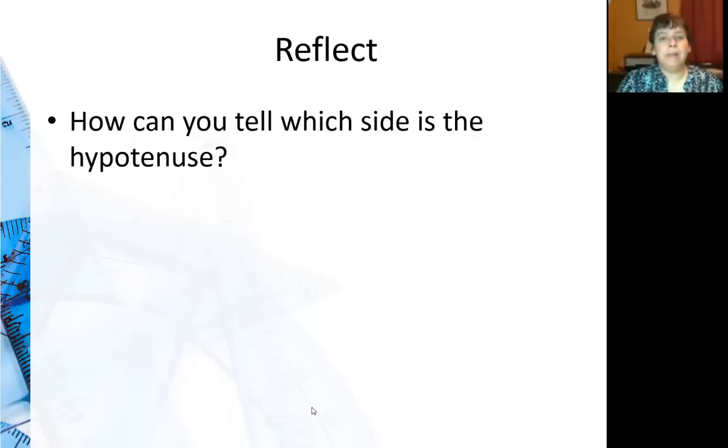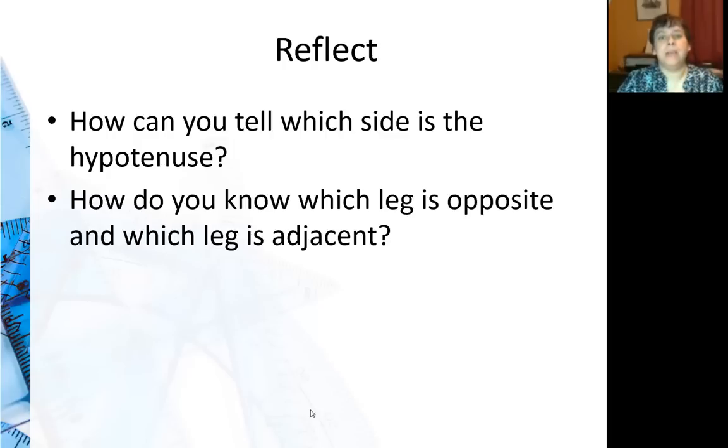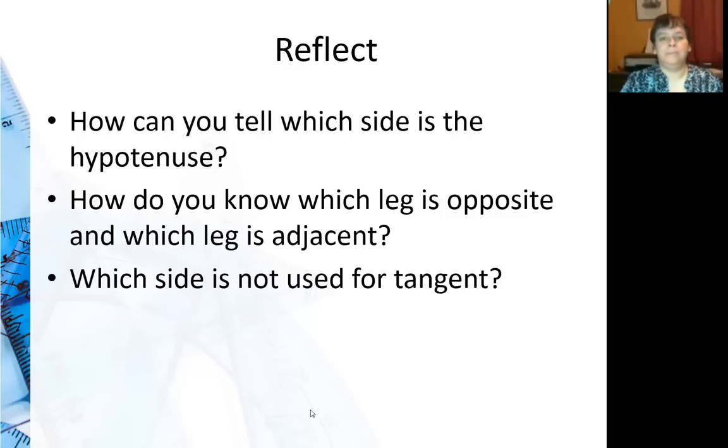So for further reflection, how can you tell which side is the hypotenuse? Remember, it's always opposite the 90-degree angle. It should also be the longest one. How do you know which leg is opposite and which leg is adjacent? For a given angle, it's going to depend which angle we're talking about. So for a given angle, you go across from the angle, and that's the opposite. Right next to the angle, but not the hypotenuse, that's your adjacent.